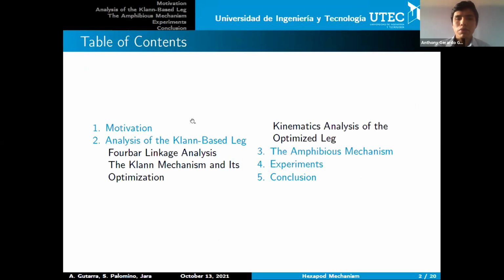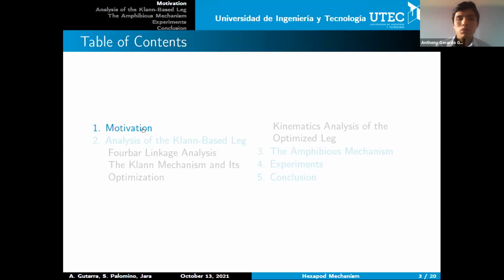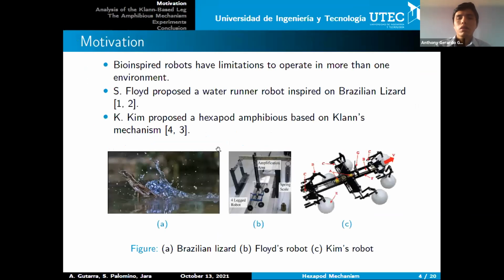This is a brief summary of the content that I'm going to explain. We start with motivations. Interest in bioinspired morphologies lies in their better adjustment to the ecology and the behavior that it demands. However, many of them have limitations to operate in more than one environment, which has motivated the development of multi-environmental robots.